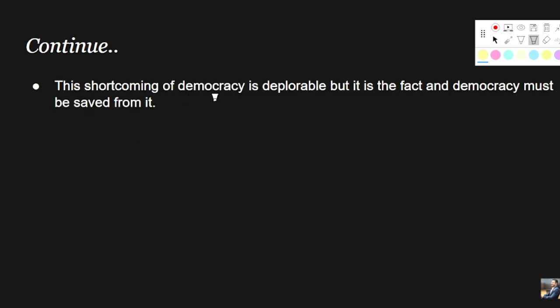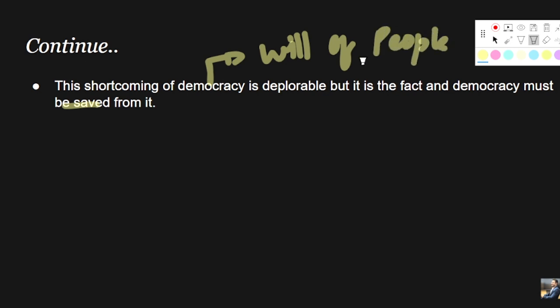So this shortcoming of democracy is deplorable, but it is the fact, and democracy must be saved from it, right? It is the fact, and this is what we see in today's representative democracy most of the time, right? And hence democracy must be saved from it, because democracy's true fundamental idea is that democracy is basically the will of the people. It is a representation of the will of the people, and the will of the people is never equal to the will of the majority, right?